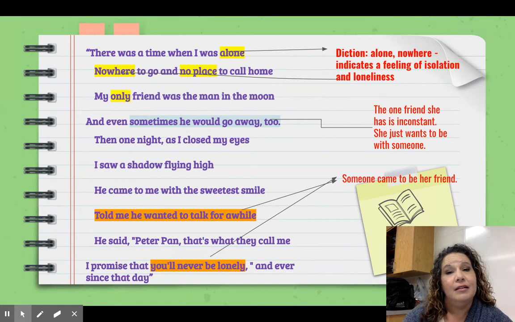That she's sad, she's alone, she has nowhere to go, no place to call home, and her only friend is a galaxy away in the moon. And that sometimes he leaves her as well. And then I notice that a shadow appears, and a shadow, being as inconstant as shadows are, is the only thing that offers her a smile, and the only thing that is promising her that she will never be lonely.